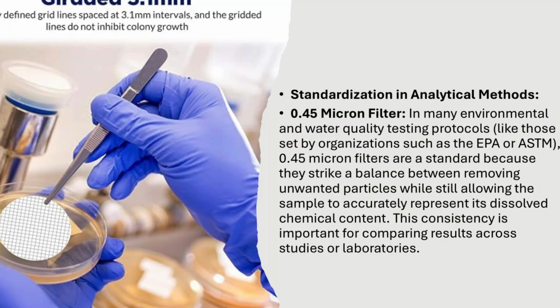Fourth, standardization in analytical methods. 0.45 micron filter. In many environmental and water quality testing protocols, like those set by organizations such as the EPA or ASTM, 0.45 micron filters are a standard because they strike a balance between removing unwanted particles while still allowing the sample to accurately represent its dissolved chemical content. This consistency is important for comparing results across studies or laboratories.